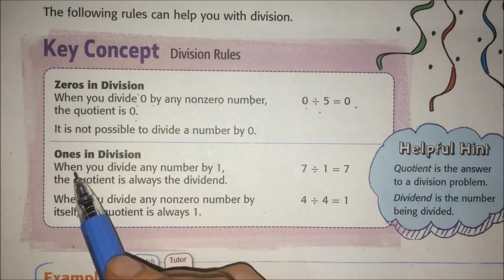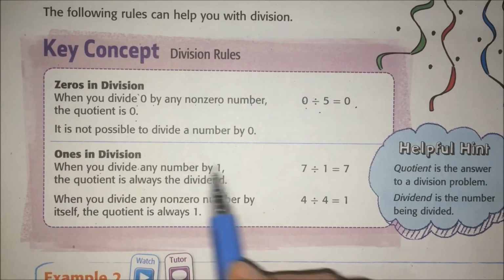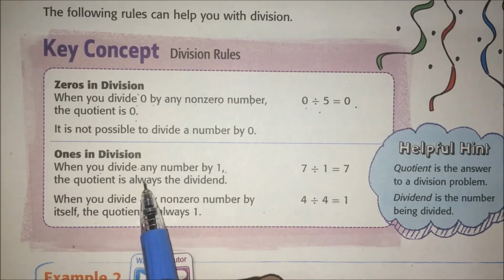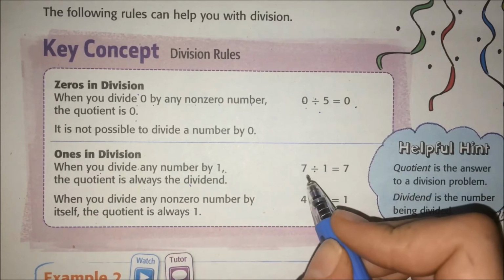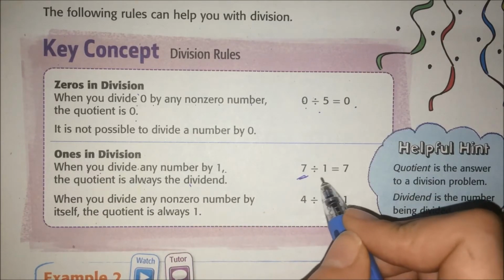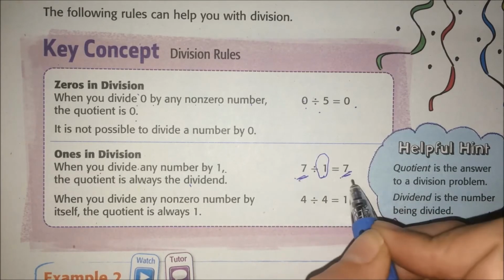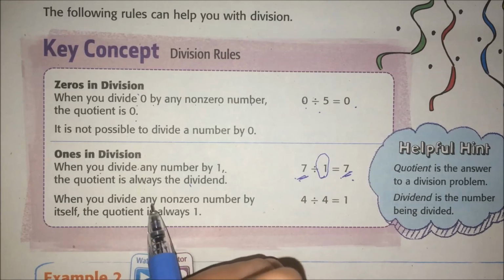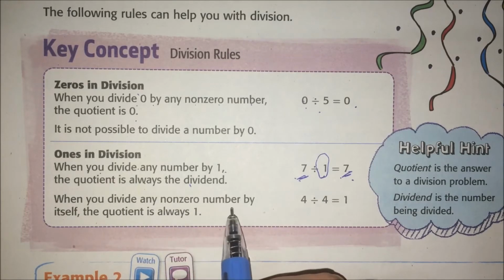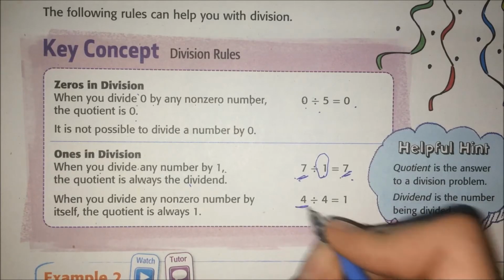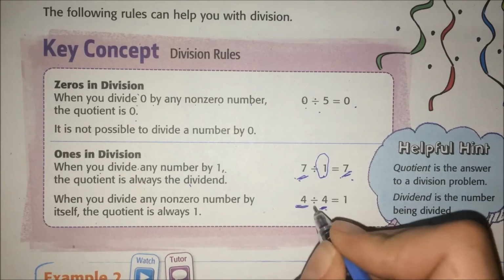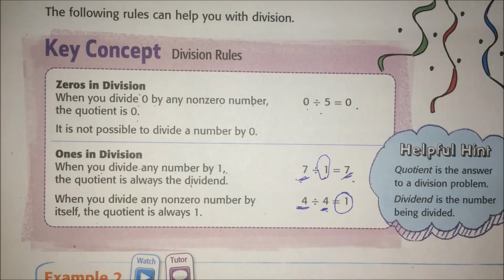Ones in division. When you divide any number by 1, the quotient is always the dividend. So you have a number, you're dividing it by 1, and the answer is the same. When you divide any non-zero number by itself, the quotient is always 1. So you have a number, you're dividing it by the same thing, the answer is going to be 1.